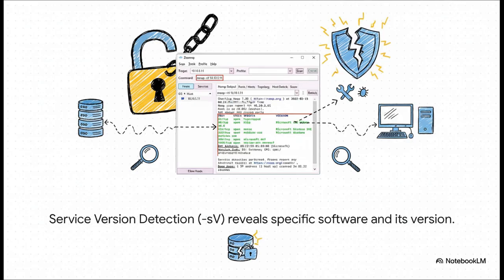Check out the detail here. We don't just see the port 80 is open, we see it's running Microsoft IIS HTTPD version 10.0. That one little piece of information is the absolute jackpot, because now an attacker can go look for an exploit that targets that exact piece of software. This is the moment a scan turns into a real attack plan.